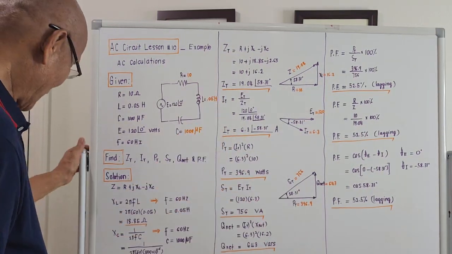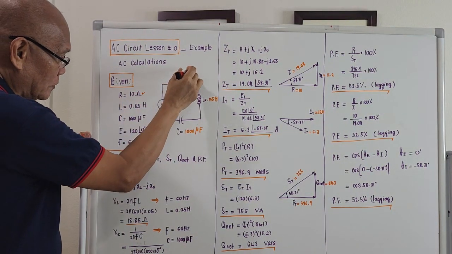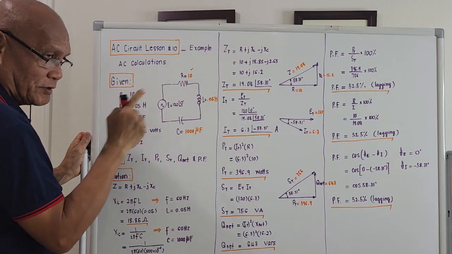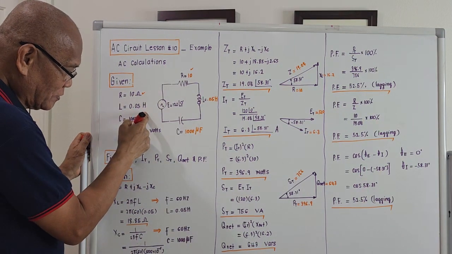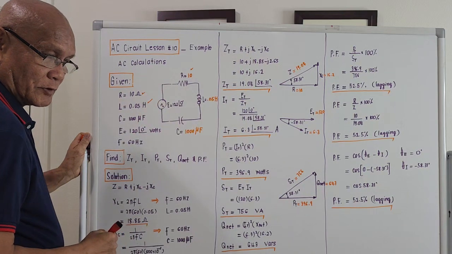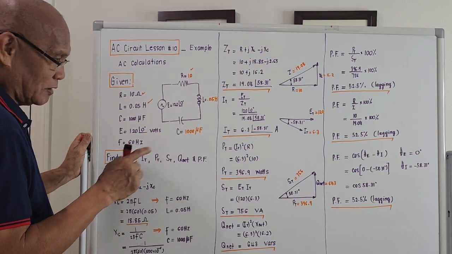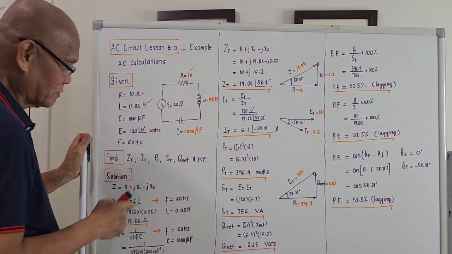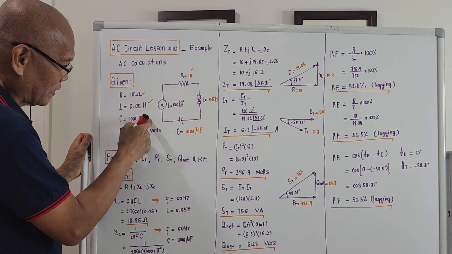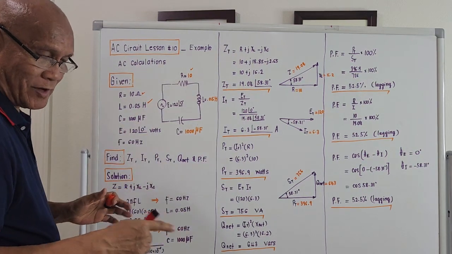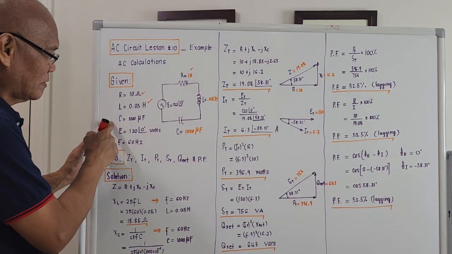The given parameters are actually: the resistance is 10 ohms. The value of inductance, designated by L, is 0.05 capital H, meaning Henry, the one who discovered the inductance of the coil. The family name is Henry, that's why it is capital letter H. The value of the capacitance is 1000 microfarad. Farad is also a family name, I think of the one who discovered capacitance, right?